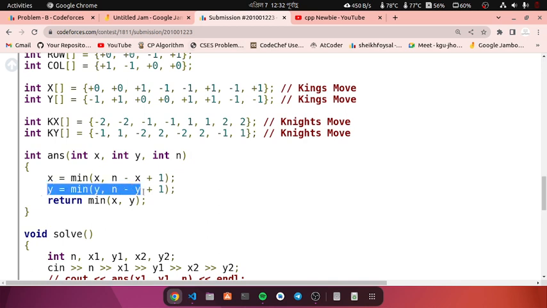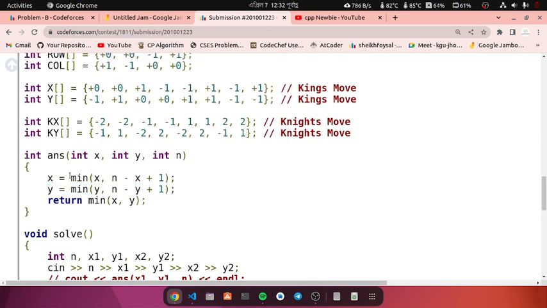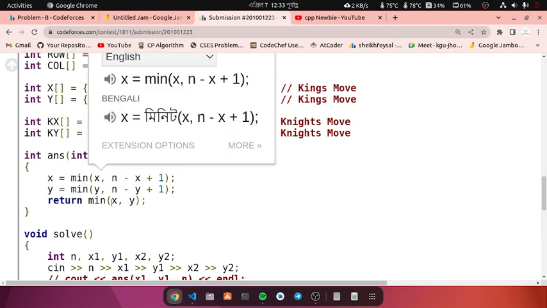And also for the left and right side, for the left side it is y, that means 1, and for the right side the total length is n minus y plus 1, that means it is also 4. So what is the minimum? This minimum is 1 and this minimum is 4, and the total minimum is 1, right?